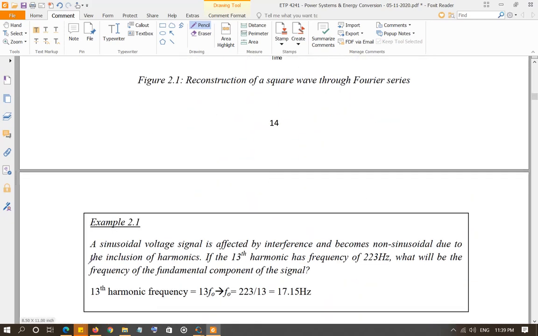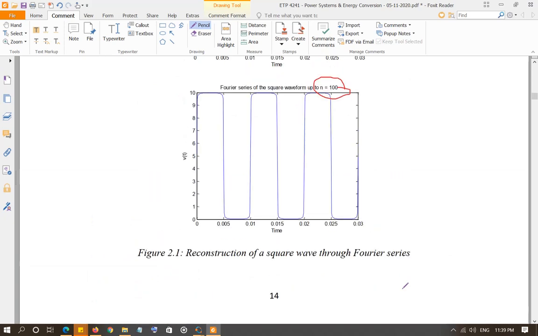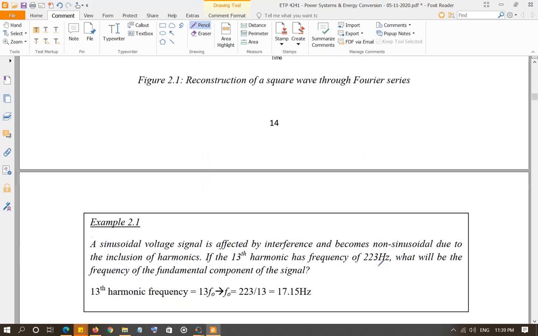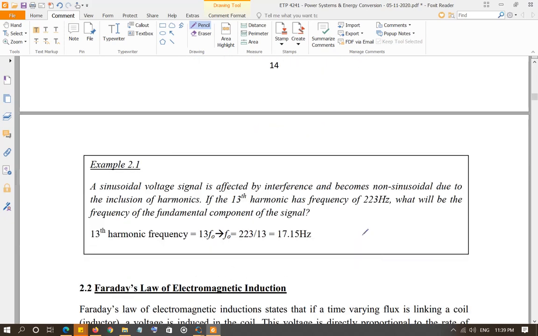I think there is an example 2.1, where we have a sinusoidal voltage which is affected by noise, and it becomes non-sinusoidal because of harmonics. Whenever some signal becomes non-sinusoidal, that means you always have harmonics. As you can see over here, harmonics. Of course, if there is no harmonic, then your signal is going to be a perfect sinusoidal waveform. So the question is, if the 13th harmonic frequency is 223 hertz, what will be the fundamental frequency? Which is pretty straightforward. The 13th harmonic frequency will be 13 times the fundamental frequency, so you can get the fundamental frequency from that. Next video we're going to discuss Faraday's law of electromagnetic induction.